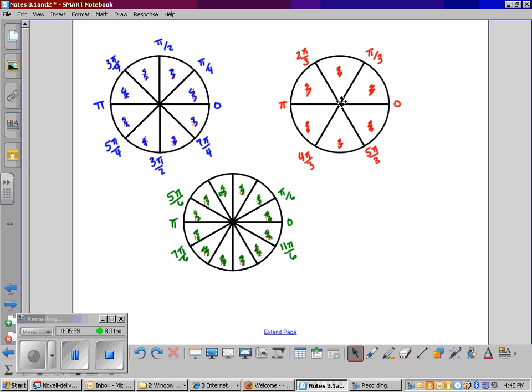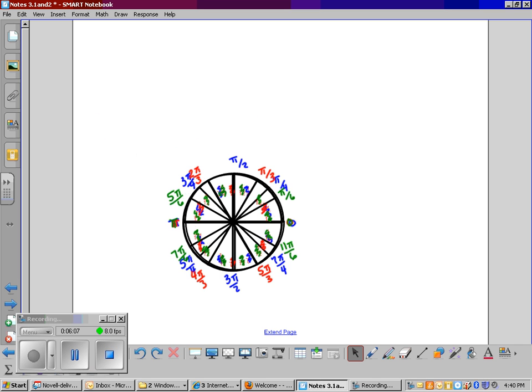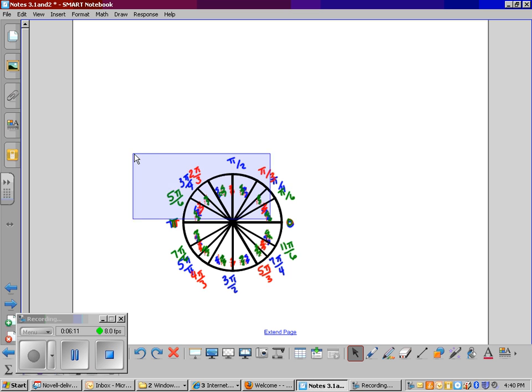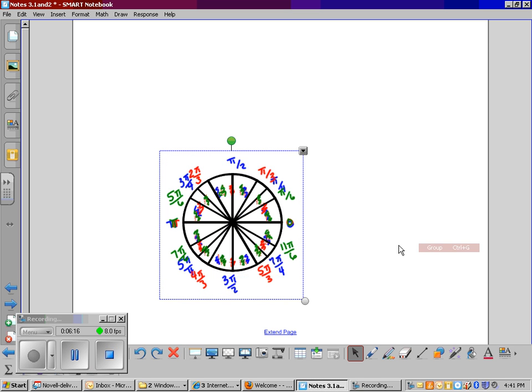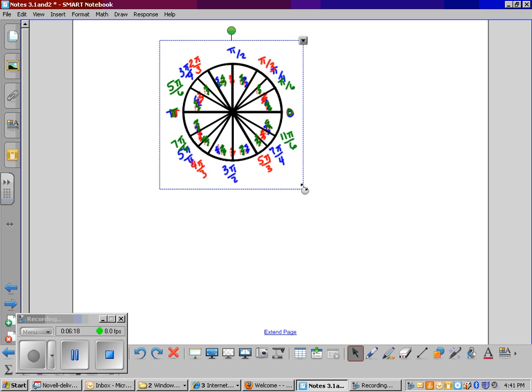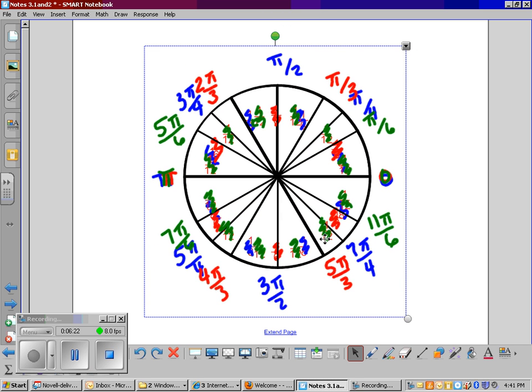I'll take my pi over 3 and put it on top of the pi over 6. And then take my pi over 4 and put it down on top of there. And then let's group this and make the whole thing bigger and see what it looks like. Does this look familiar to you? Ignore all of the squiggles in the middle.